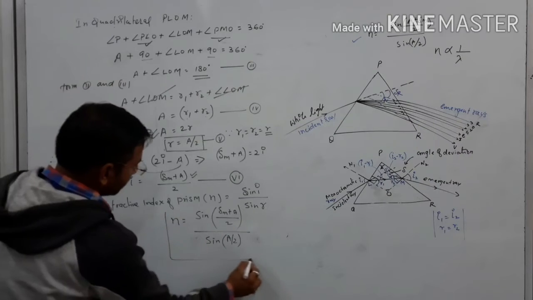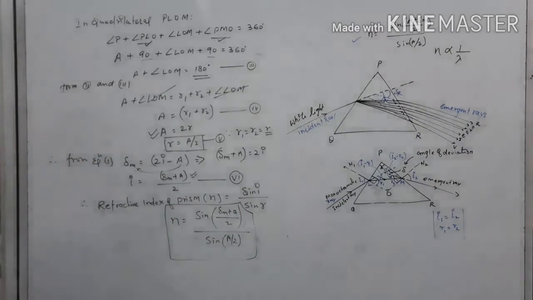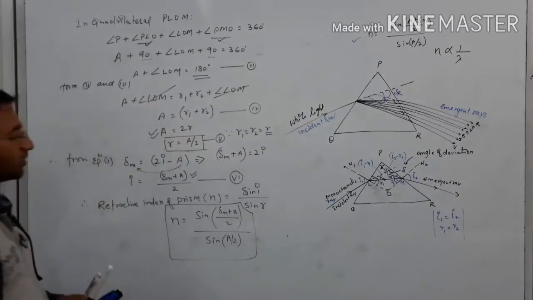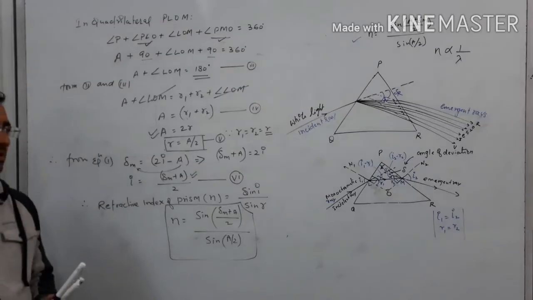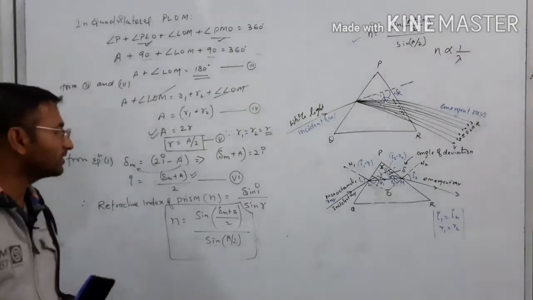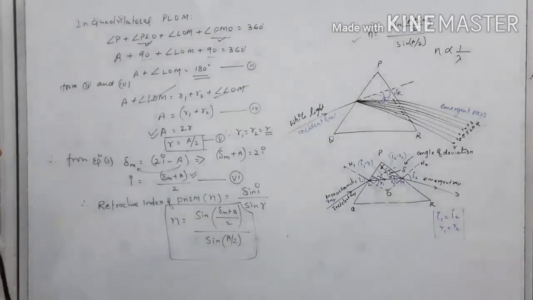So this is the formula of the refractive index of the prism, or this formula is also known as the prism formula. Point clear? So this is the derivation and points of how we will get the refractive index of the prism.